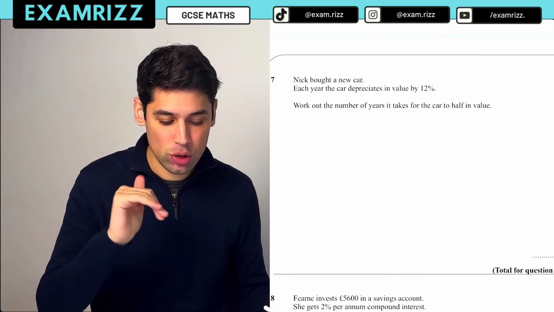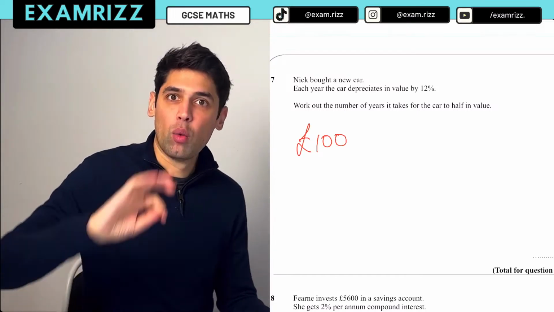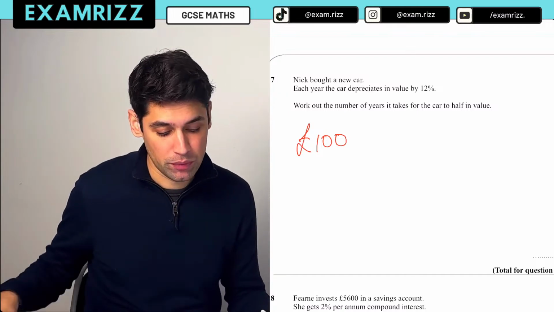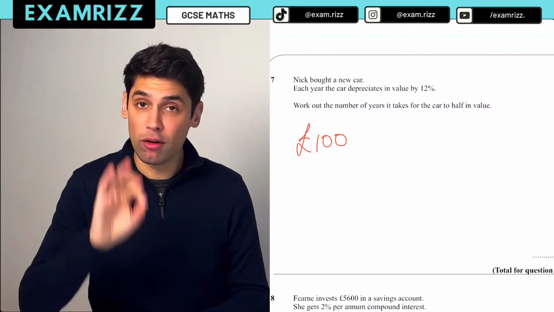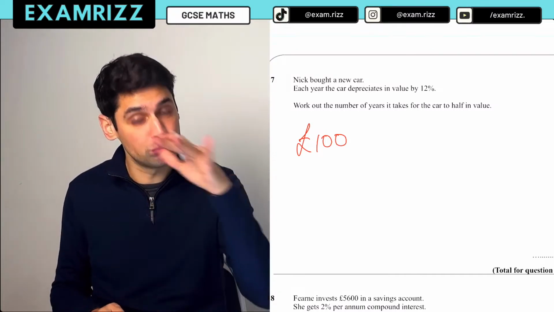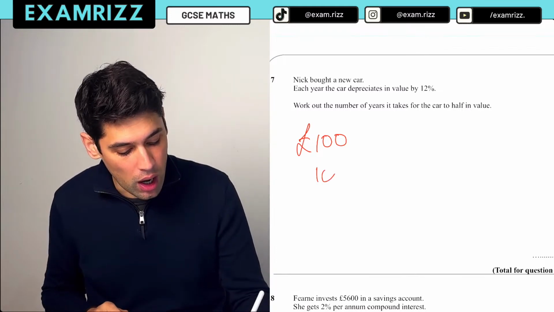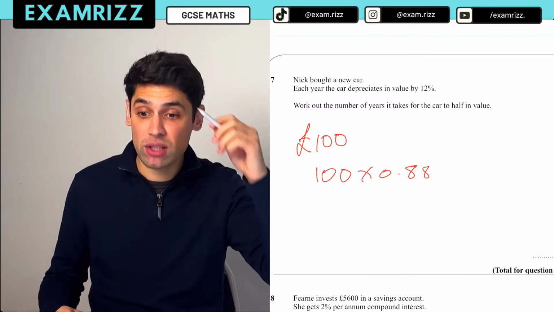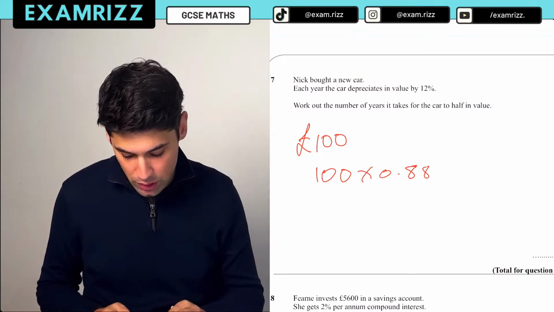Let's say Nick's new car was £100. We're trying to work out how long it takes to get to £50. Now it depreciates by 12%. So what is the decimal multiplier for a decrease of 12%? 100 take away 12 is 88. Divided by 100 is 0.88. So we're going to be doing 100 times 0.88 time and time again until we get below 50.